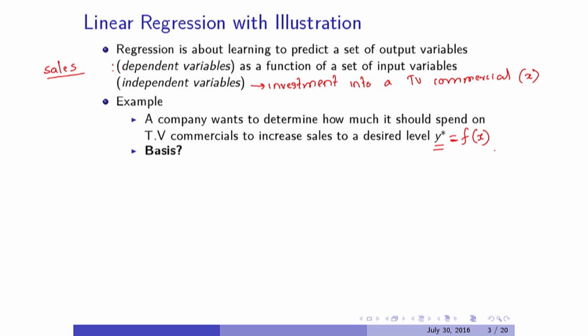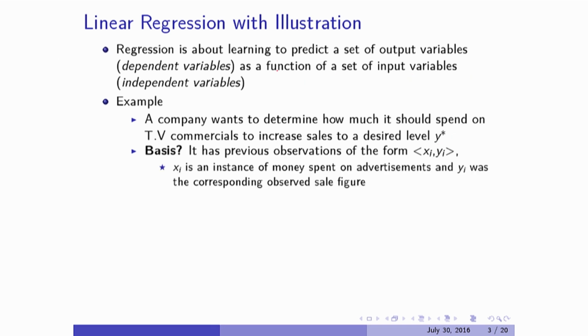But what is the basis for learning such a function f and determining Y star based on X, and also reverse engineering and finding the X to get a desired Y star? The basis is previous observations of the form xi, yi. Xi is an instance of money spent on advertisements in the past, and yi was what was harvested as returns.